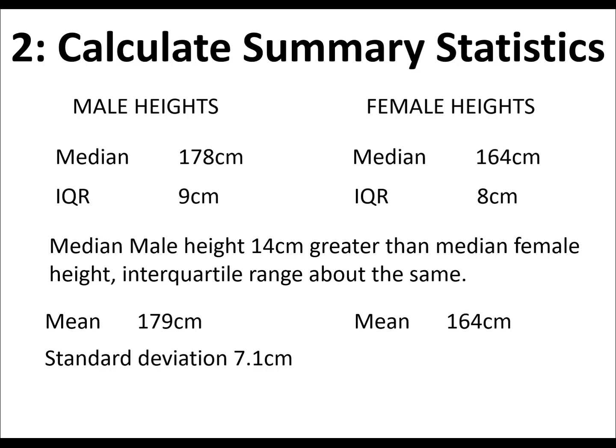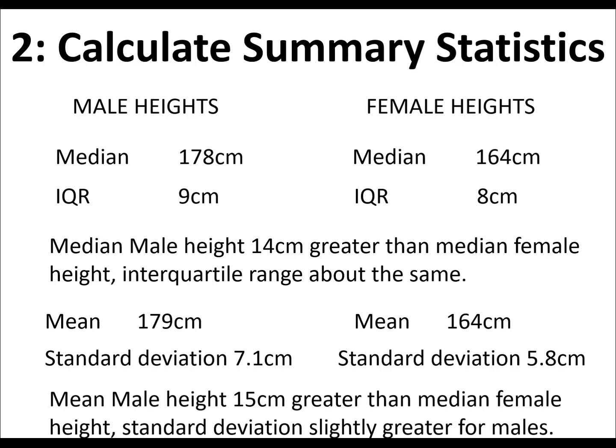For males, the standard deviation is 7.1, and for females, the standard deviation comes out a bit lower. Once again, the mean male height being 15 centimetres greater than the mean female height does seem to support my hypothesis. Interestingly, the interquartile ranges are about the same. When you look at the standard deviations, the female heights look a bit more bunched up. This is where diagrams can really help to throw more light on what's going on than simply summary statistics.